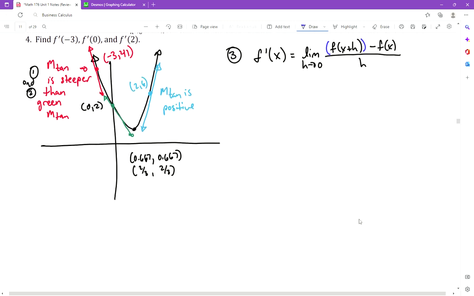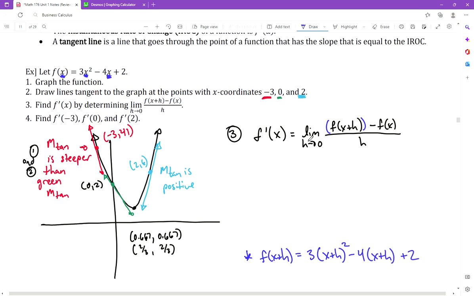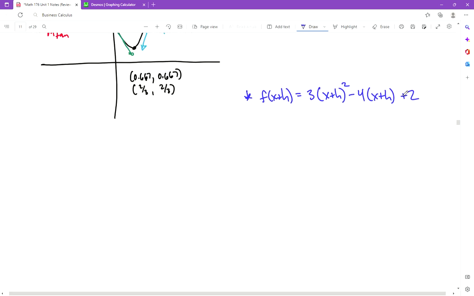And then I'm just going to do a star and say I want f of x plus h. I'm going to put that work right here. All right, so we go back to our original function. Our function is f of x equals 3x squared minus 4x plus 2. Just like any function, it's telling us to change those x's into x plus h. So we already did it on the left side. Right side, we'd have 3 parentheses x plus h, then squared, minus 4 parentheses x plus h, and then plus 2.